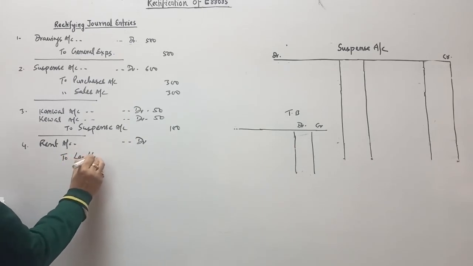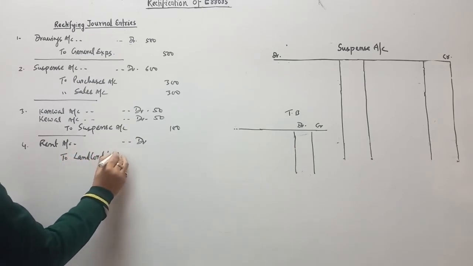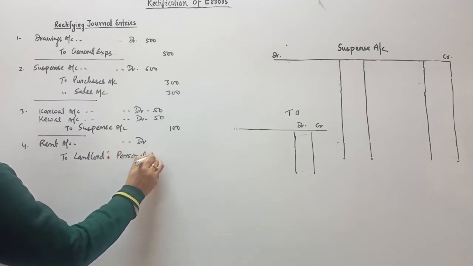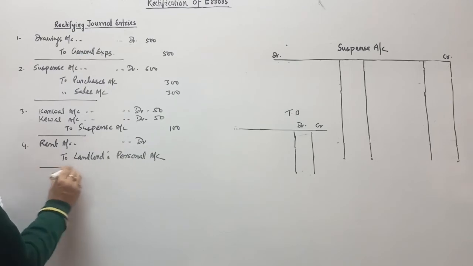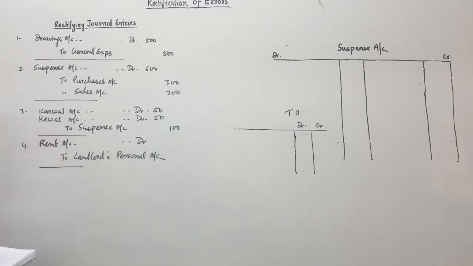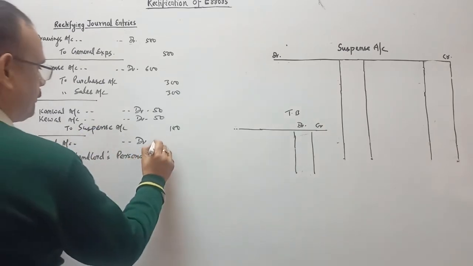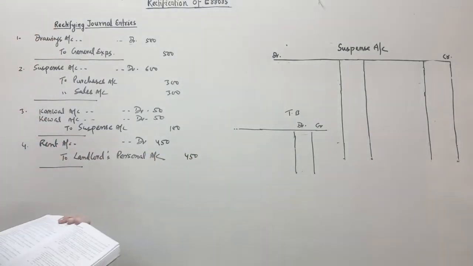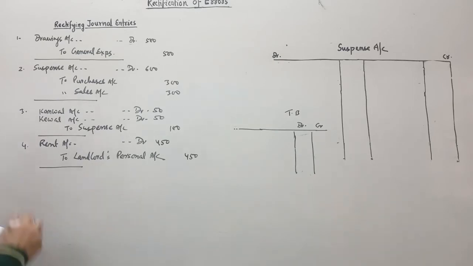Landlord personal account, you just cancel it. So for cancellation of the landlord personal account, you credit it, and rent should be at the right place by 450. This error is not going to affect your trial balance. Trial balance will match. Okay.